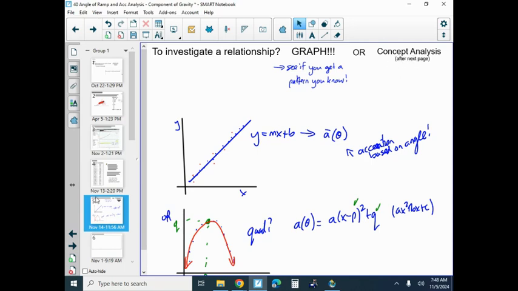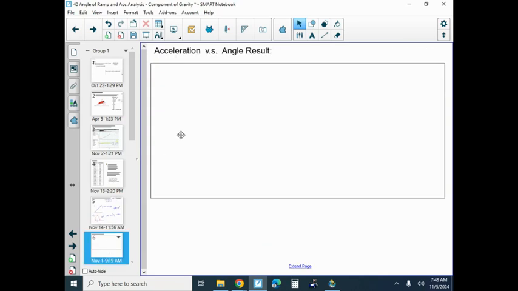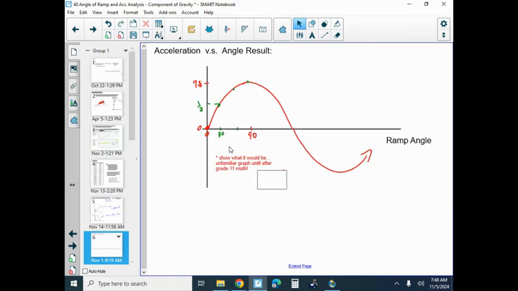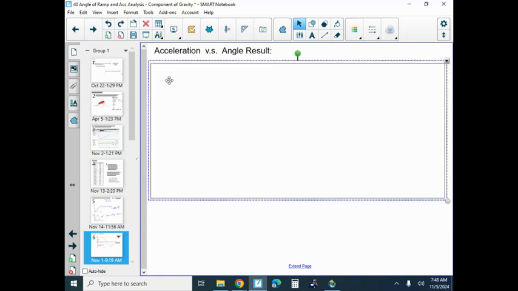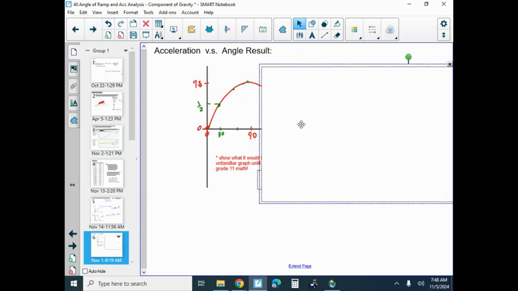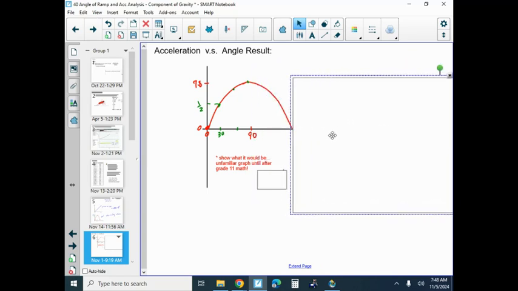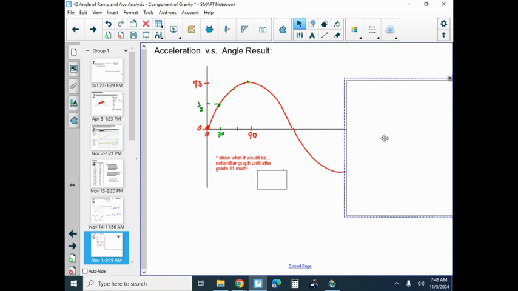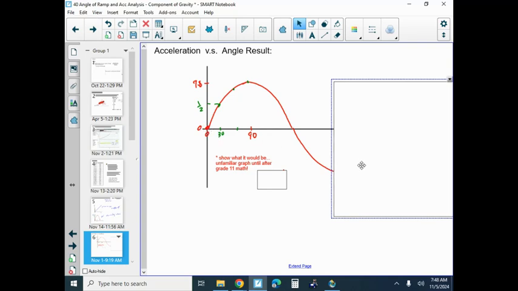We'll see that after the further pages here. The acceleration versus angle result would look kind of like this, and the part that we'll see will be up to that, just because of how the program's made. But if you continued on, this is what it looks like. It goes to a maximum acceleration of 9.8 at 90 degrees, a minimum acceleration of 0 at 0 degrees, and so on, right?